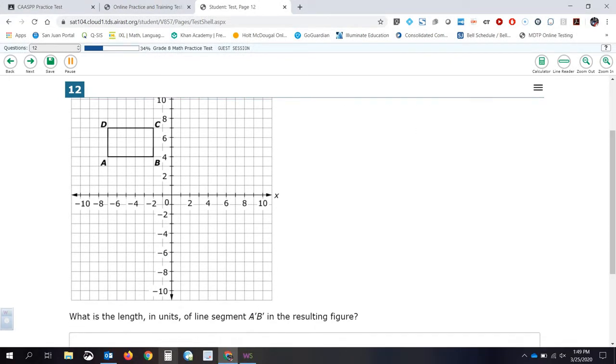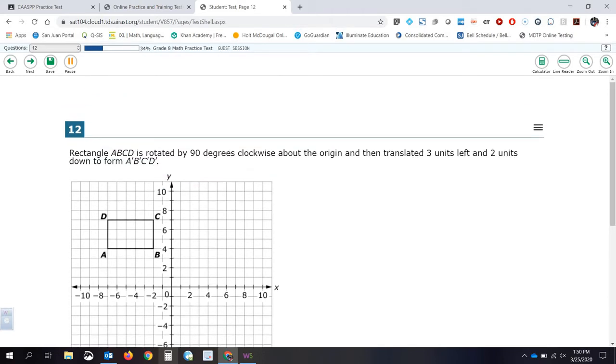If we want to know what is the length of A prime, B prime, then all we really need to know is what is the length of AB. Because the length of AB is not going to change as we go from AB to A prime, B prime to A double prime, B double prime.